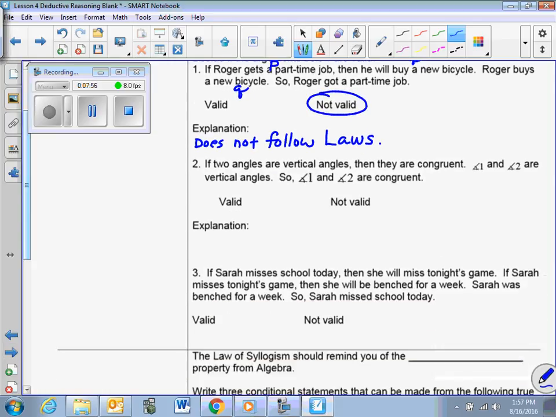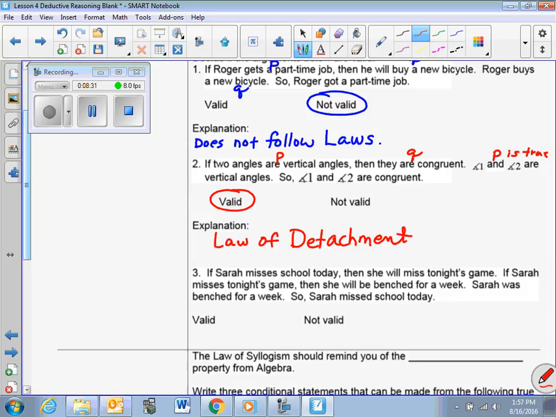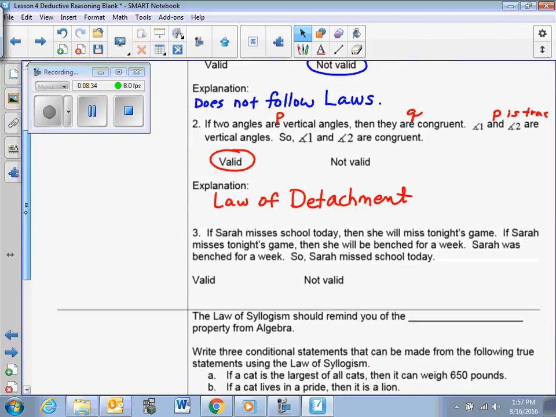If two angles are vertical angles, then they are congruent. So there's our P. Two angles are vertical angles. They are congruent is Q. Angles 1 and 2 are vertical angles. So that's telling me right here that P is true. Therefore, I can conclude that Q is true. Angles 1 and 2. So yes, this is a valid argument because it follows the law of detachment. It's a logically sound argument.